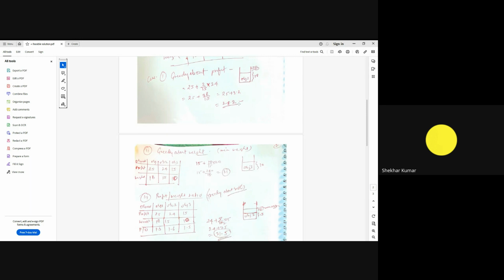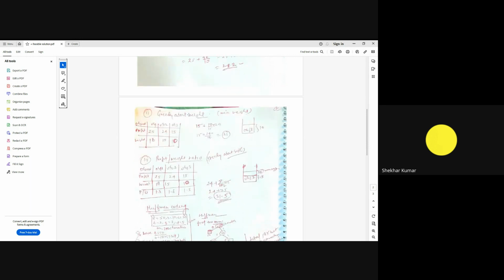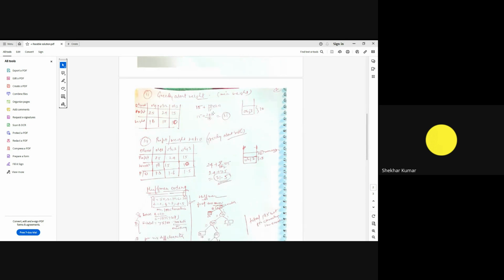And in the second case, when we are greedy about the weight, the maximum profit is 31. Is it the optimal solution? Now we will check the third case. Now we are greedy about both. That is the approach.